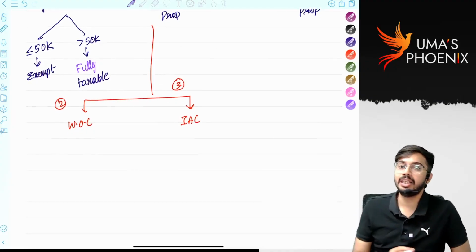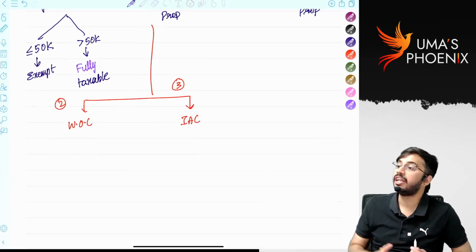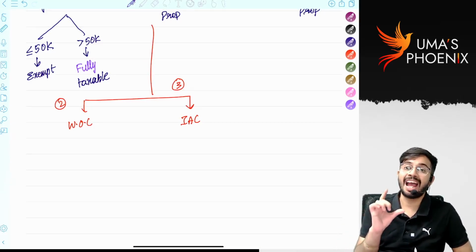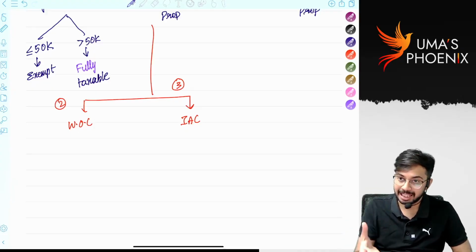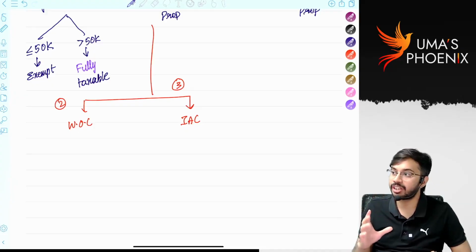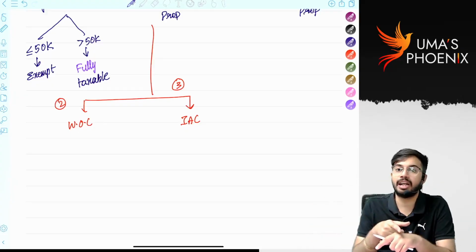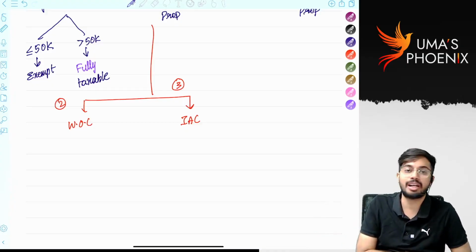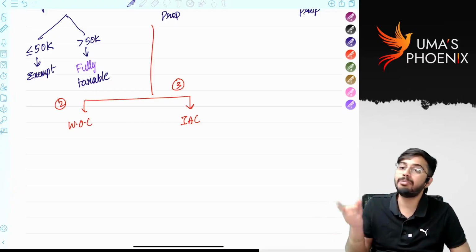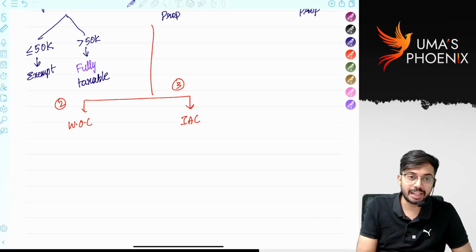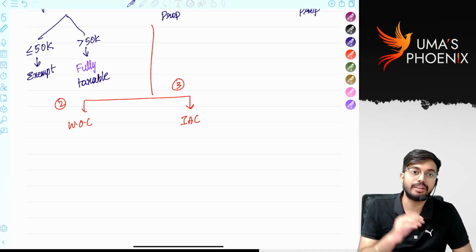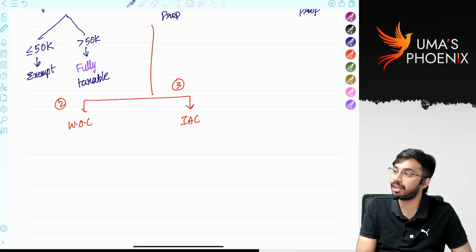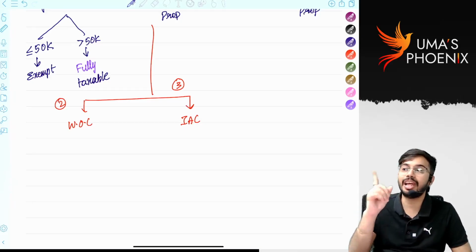Movable asset received without consideration. Here also you should check the aggregate. That means aggregation of all movable assets received without consideration. In case of movable assets we will consider fair market value. If the aggregate fair market value of all movable assets received without consideration in a financial year is less than or equal to 50,000, fully exempt. If it is greater than 50,000, not the excess, fully taxable.